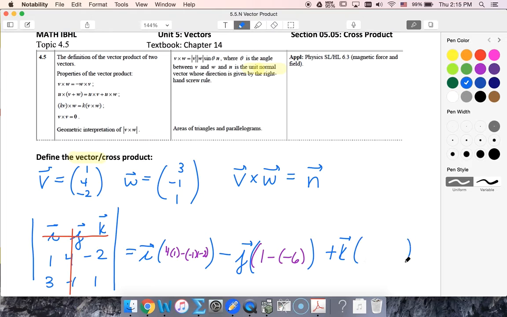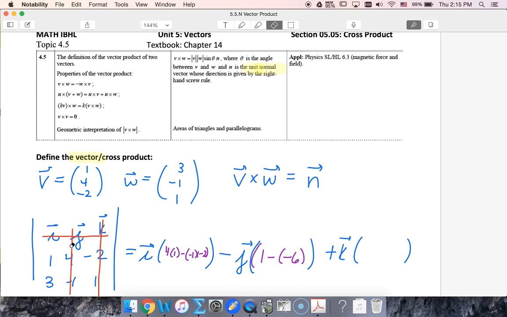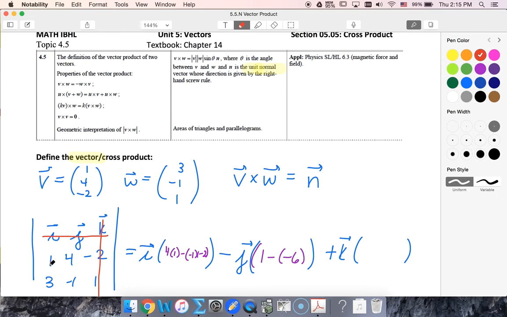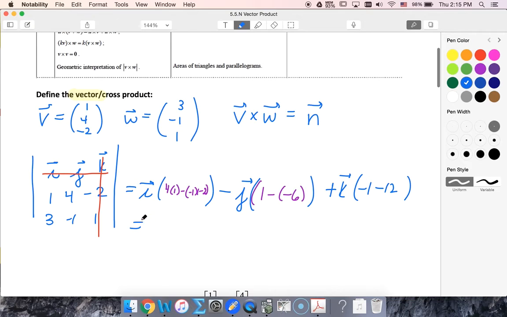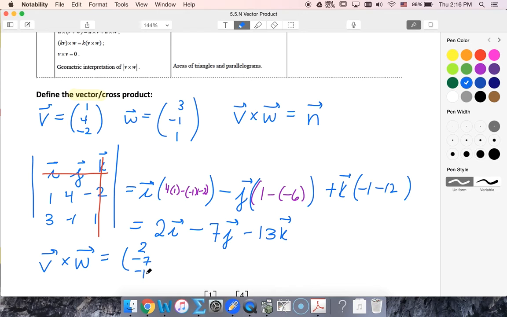I'm going to do that with k as well. Again, ignore the row and column that k is in. So I'm going to erase this one. And now I'm going to do negative 1 minus 12. So I'm going to get a new vector: 4 minus 2 is 2, so 2i. 1 plus 6 is 7, so minus 7j. Negative 1 minus 12, negative 13k. So the result of v cross w is going to be 2, negative 7, negative 13.